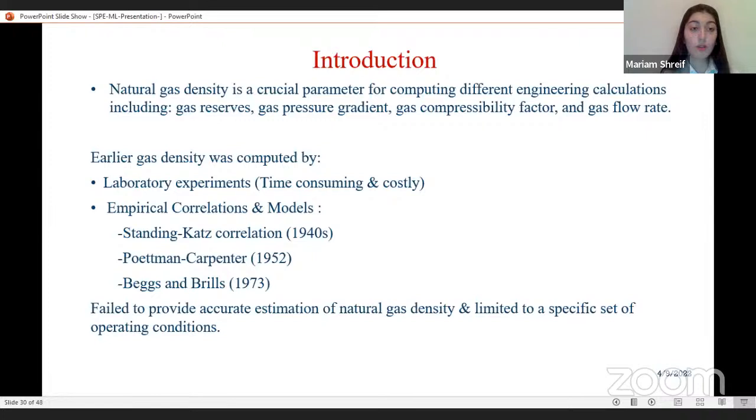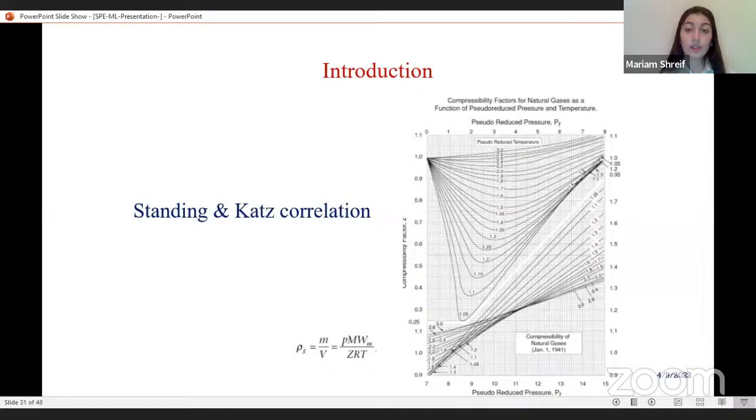Earlier we used to rely on laboratory experiments in order to obtain the value of the natural gas density. However, as we all know, they are laboratory experiments. They are time consuming and they are costly. Then we relied on empirical correlations and models. These are traditional models that we have in the industry. They are limited to a certain set of operating conditions and their application, so their application is limited and they fail to obtain an accurate estimate of the natural gas density.